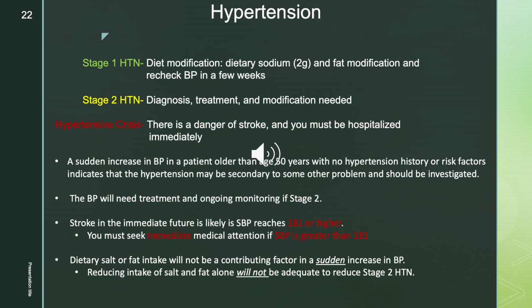Stroke is the immediate future if your systolic blood pressure reaches higher than 180, not 180 or higher. Let me say 181 or higher. I'm going to fix that right now. There you go. And then you must seek immediate medical attention if systolic blood pressure is greater than 181 again. All right, cool. Dietary salt or fat intake will not be a contributing factor in sudden increase in blood pressure.